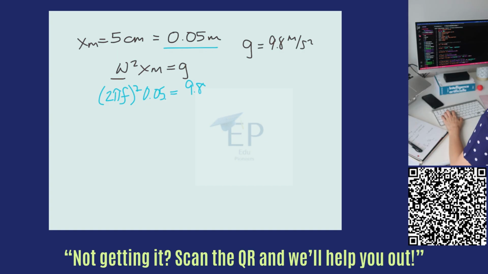And so we end up with an equation of frequency equals the square root of 9.8 divided by 0.05, all over 2 pi. And we get a solution of frequency equals 2.23 hertz.